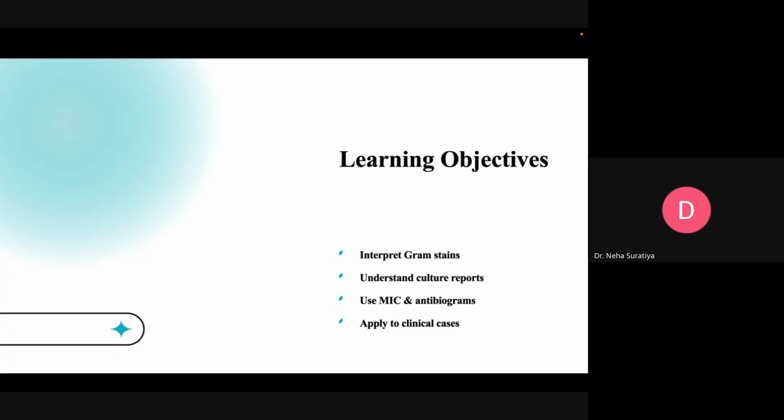Also, you will be able to understand the use of MIC and antibiograms by the end of this session. MIC means minimum inhibitory concentration. I hope many of you might be knowing this, and many of you might not. If not, then please understand MIC is minimum inhibitory concentration. The meaning is in the full form: the minimum concentration of an antibiotic which is required to stop bacterial growth.